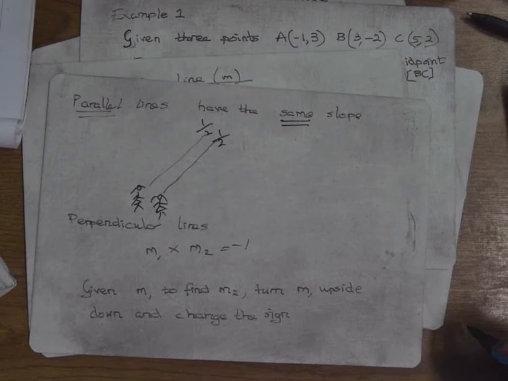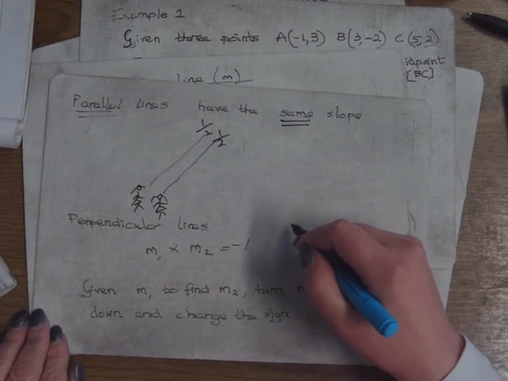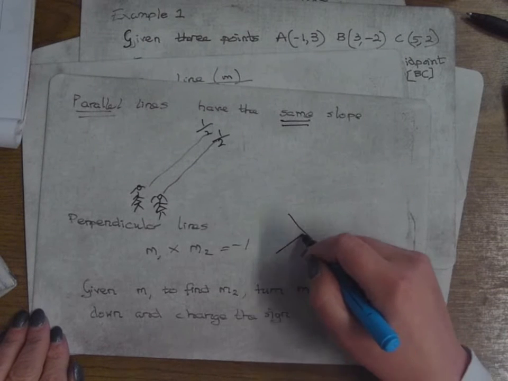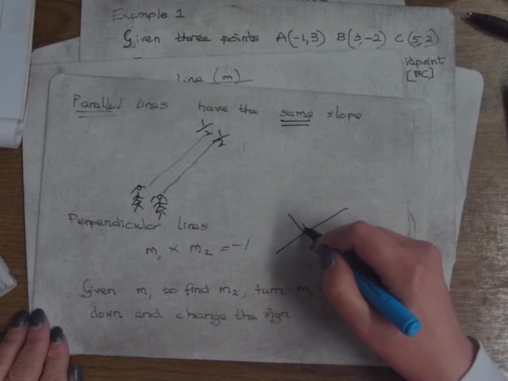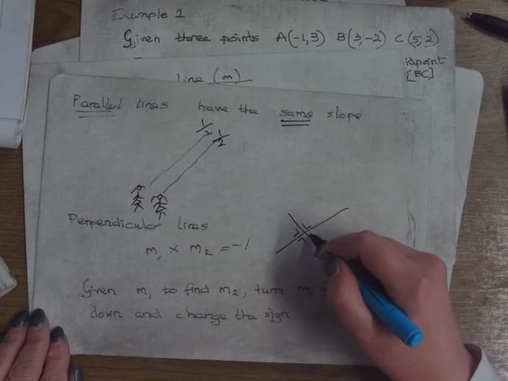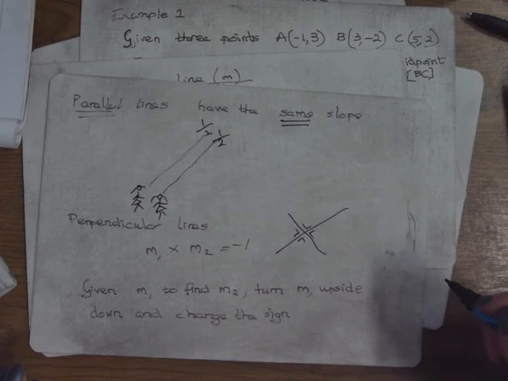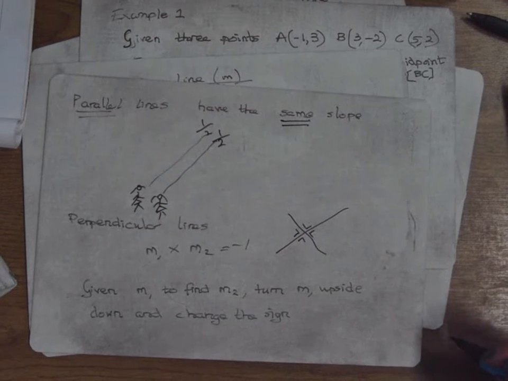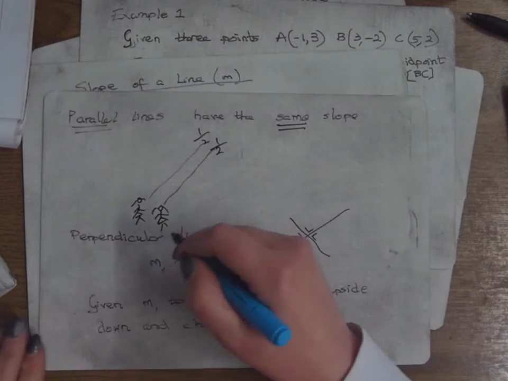Right, okay, are we good? Perpendicular lines, they're lines that meet at right angles. Remember, perpendicular lines, they're lines that meet at right angles. So when we have two lines, at the point where they meet, if they make 4 right angles, they are perpendicular. So that's perpendicular.